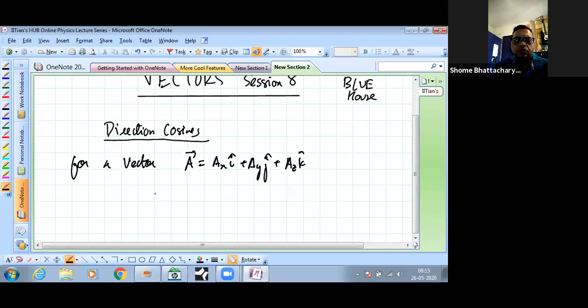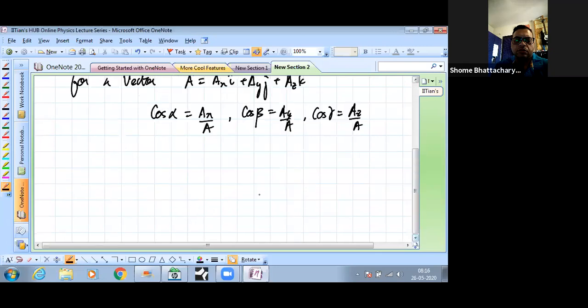we saw that the direction cosines are such that cos alpha is x component divided by modulus of the vector, cos beta is y component divided by modulus of the vector, and cos gamma is z component divided by modulus of the vector. Obviously, any of the direction cosines ranges between 1 and -1, because any of these angles ranges between 0 and 180 degrees.